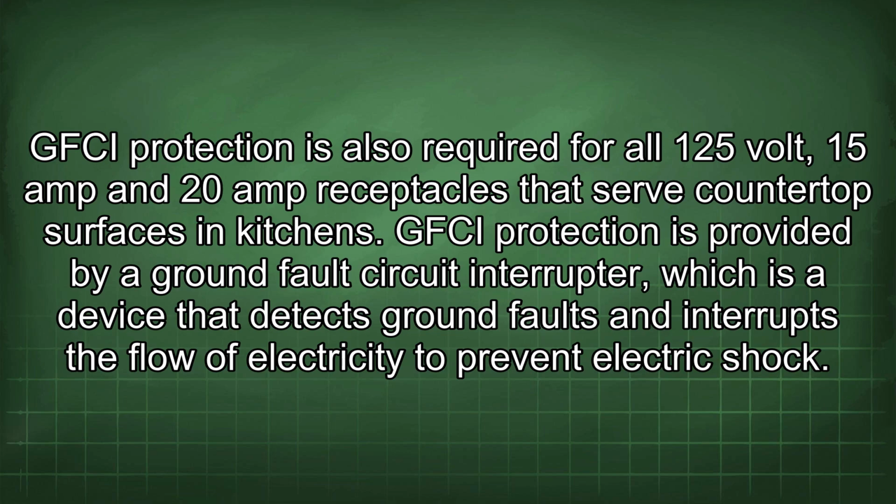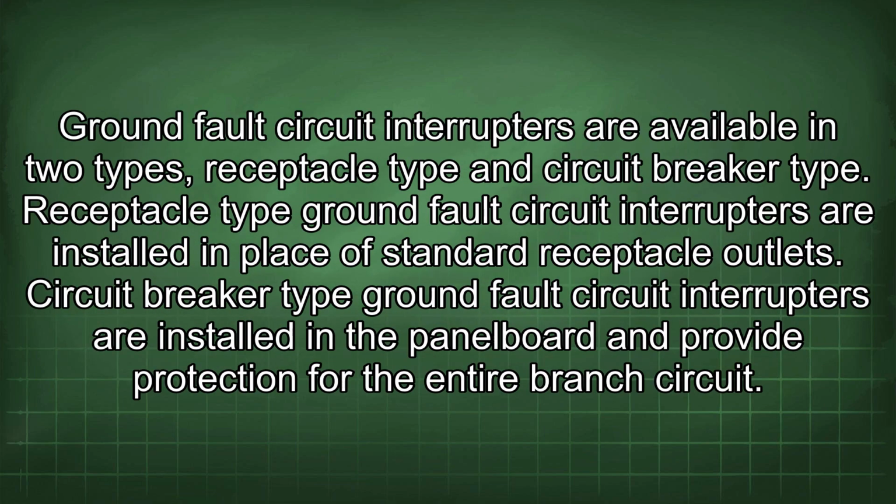GFCI protection is provided by a ground fault circuit interrupter, which is a device that detects ground faults and interrupts the flow of electricity to prevent electric shock. Ground fault circuit interrupters are available in 2 types: receptacle type and circuit breaker type. Receptacle type ground fault circuit interrupters are installed in place of standard receptacle outlets. Circuit breaker type ground fault circuit interrupters are installed in a panel board and provide protection for the entire branch circuit.